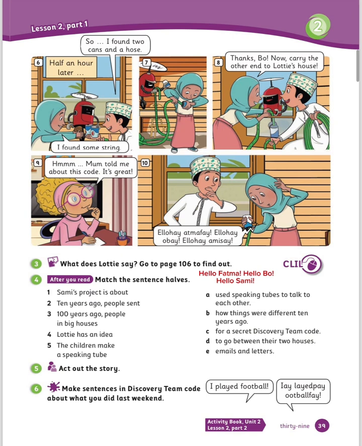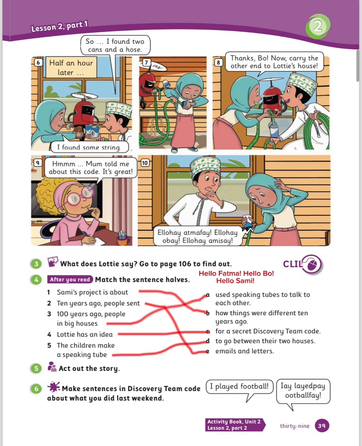Let's read the answers. Number 1. Sami's project is about how things were different 10 years ago. Number 2. 10 years ago, people sent emails and letters. Number 3. 100 years ago, people in big houses used speaking tubes to talk to each other. Number 4. Luti has an idea for a secret discovery team code.